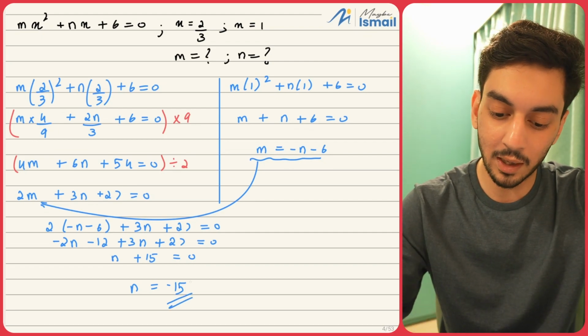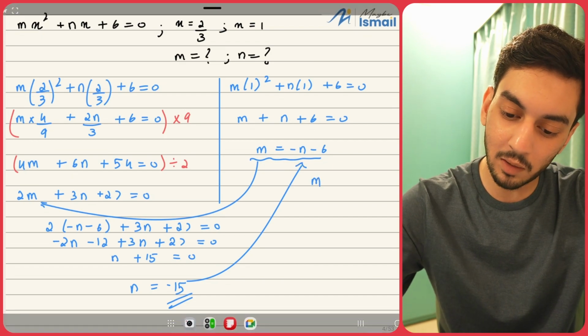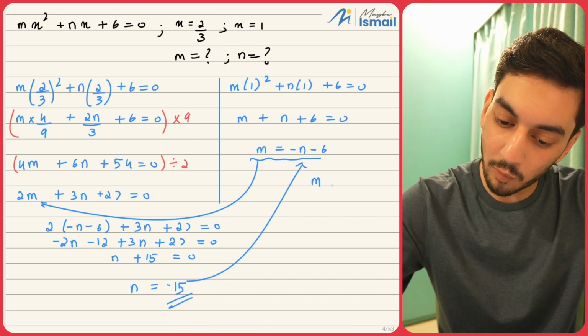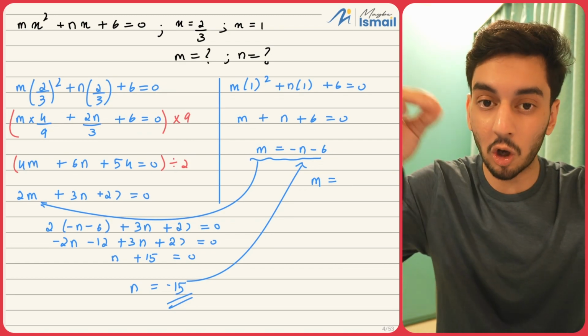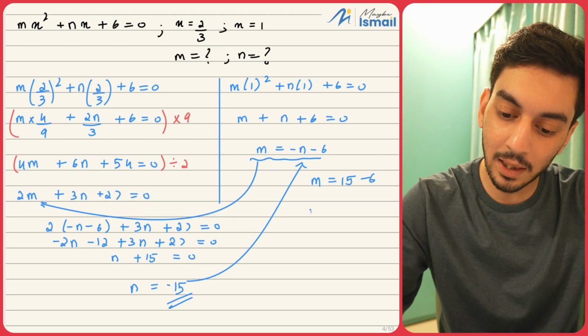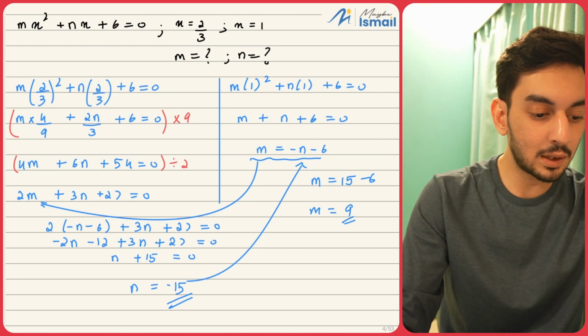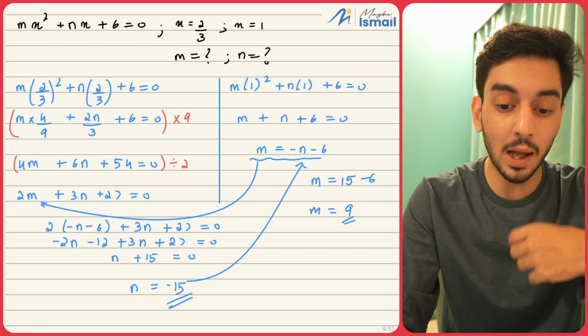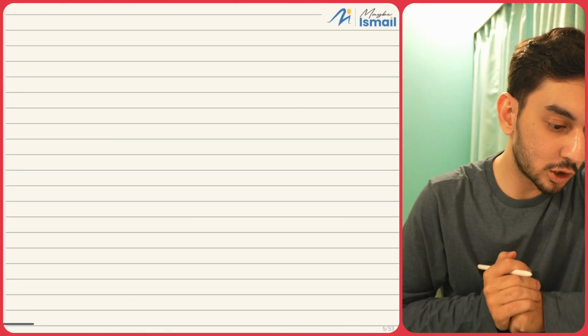I take this value of n and plug it back into this equation which I have over here. So m would be equal to negative n, which means minus of minus 15, which would be plus 15 minus 6, and hence m would be equal to 9. So that is how I solve when two values of x are given to me and I have two unknowns to figure out. Okay, let us move ahead to another question.